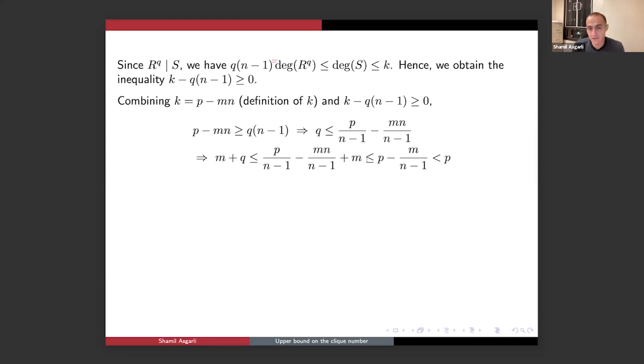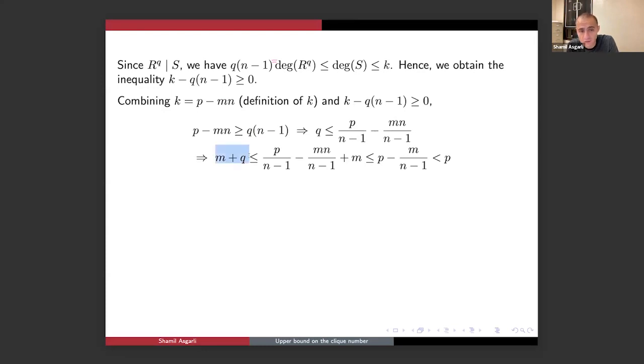We have the following chain of inequalities. So let's take a look. P minus Mn is K by definition. So because K is bigger than or equal to Q times n minus 1, that means that P minus Mn is also bigger than or equal to Q times n minus 1. That means that I can divide both sides by n minus 1. So that means Q is at most P divided by n minus 1 minus Mn divided by n minus 1.